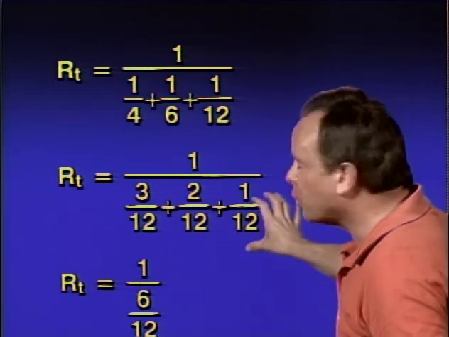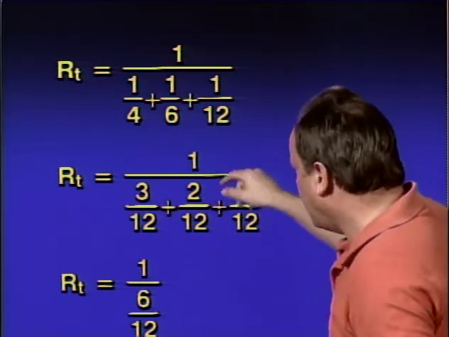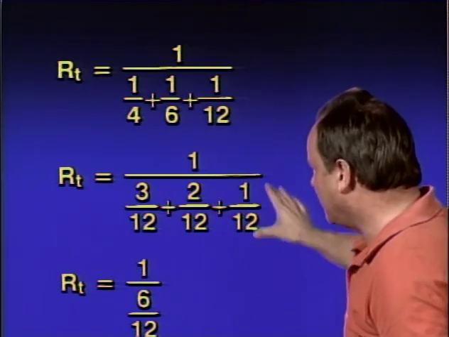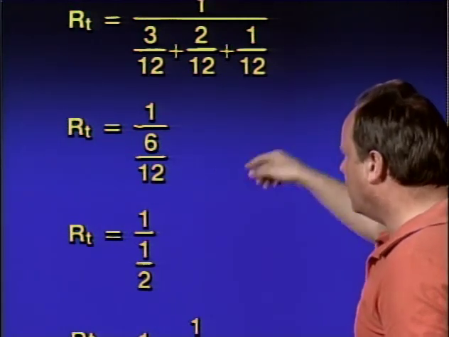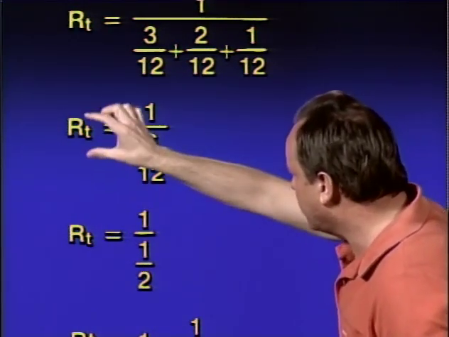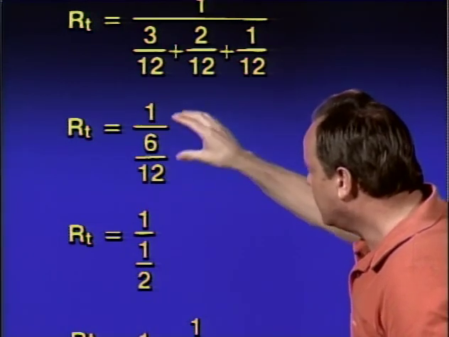We're converting these all to 12ths so we can add them together. And 1/6 becomes 2/12, and 1/12 still stays 1/12. Now let's add them together. 3 plus 2 plus 1 comes out to 6/12. So now the total resistance is 1 over 6/12.